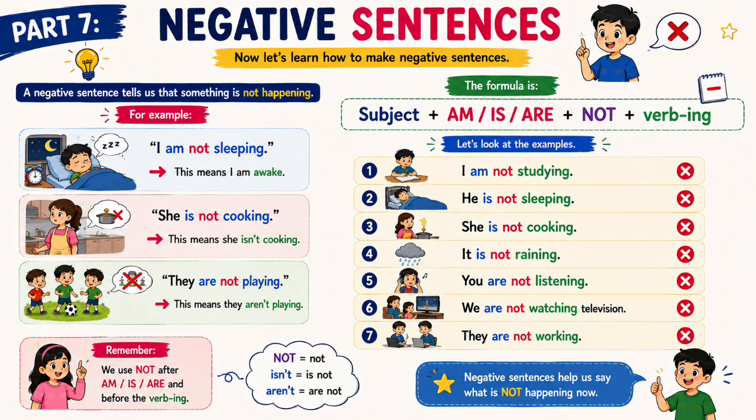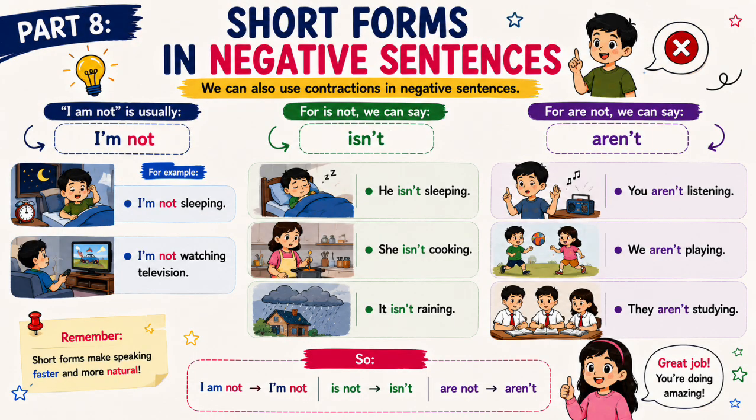They are not playing. We can also use short forms. So, I am not becomes I'm not. He is not becomes he isn't. She is not becomes she isn't. They are not becomes they aren't. For example, I'm not sleeping. She isn't cooking. He isn't working. They aren't playing. Very easy.